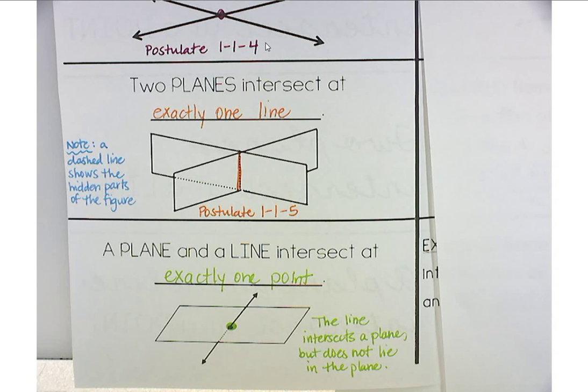And then the last one is a plane and a line intersect at exactly 1 point. So the line is going to intersect a plane, but it does not lie in the plane. So you can intersect a plane without the line being in a plane. And the best way to think about that last one is a pencil going through a piece of paper, right? So this is what we're modeling.